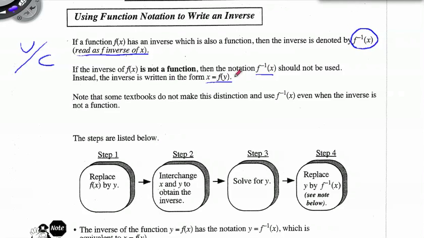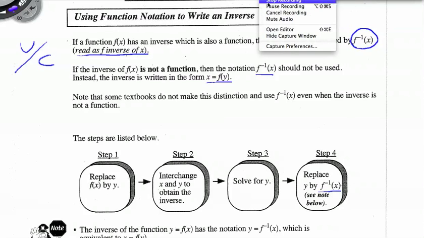We're just swapping the x and y. Instead of y equaling f of x, x equals f of y. It's basically a bit of semantics, but since it's not a function, we can't use function notation like this. So the steps listed below, as far as writing the inverse: we take our original equation, whatever it might be, we replace f of x by y, we interchange x and y, we solve for y, and then y can be replaced by f inverse of x.